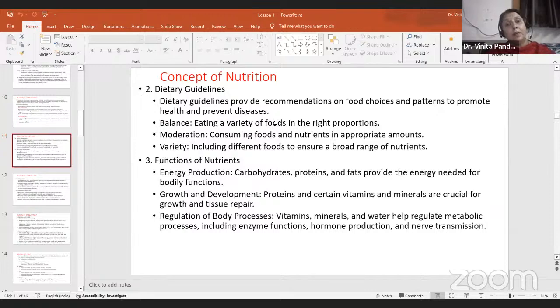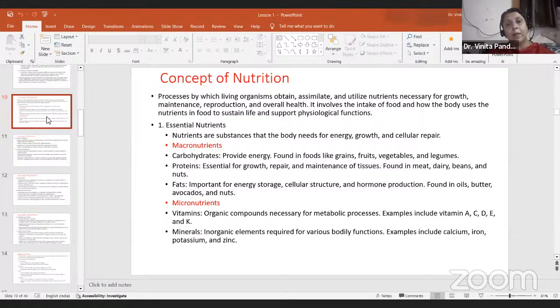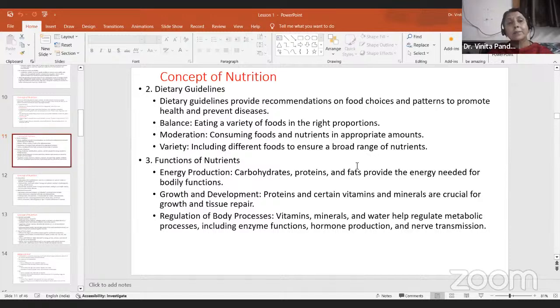Then, like in this slide, we were trying to understand about macronutrients and micronutrients. What is also very important is what kind of diet we are taking, what kind of food we are taking. Are we able to maintain a kind of balance? That is what I was saying. We have to maintain the balance in what we are eating in terms of carbohydrates, proteins, fats, vitamins. Excess of anything is not good for the body.